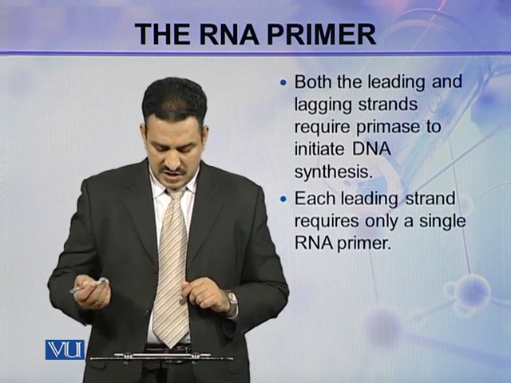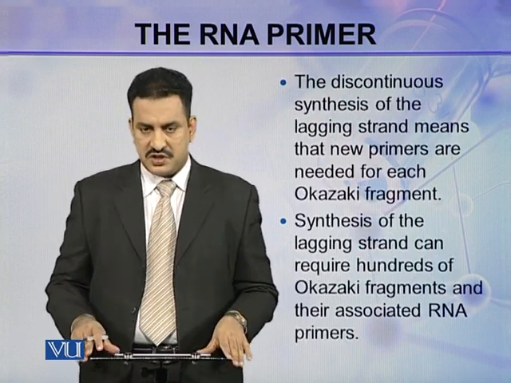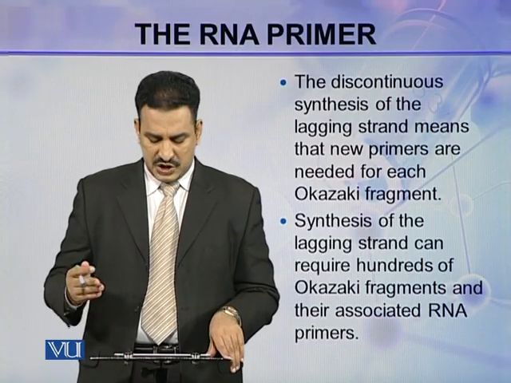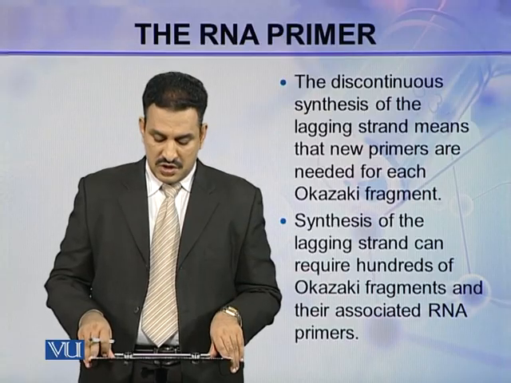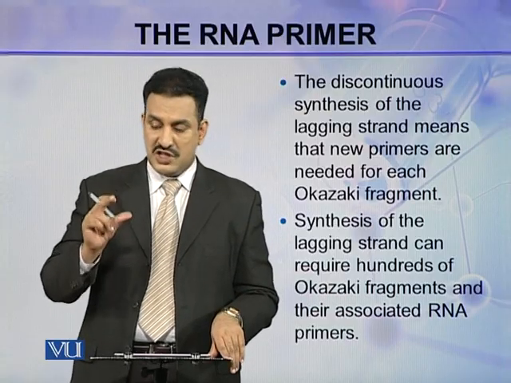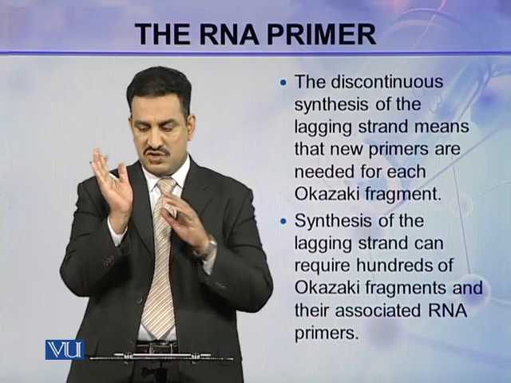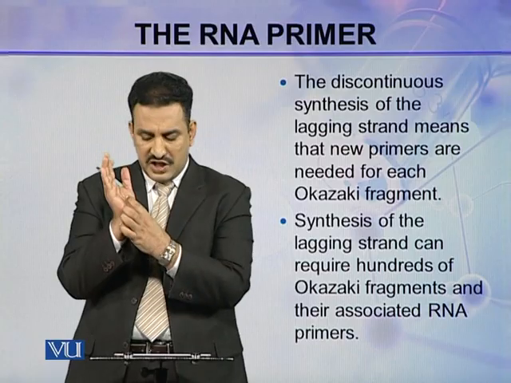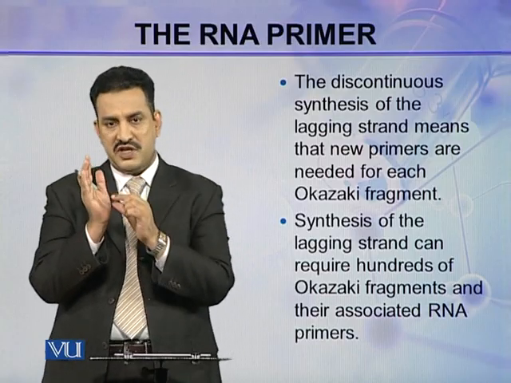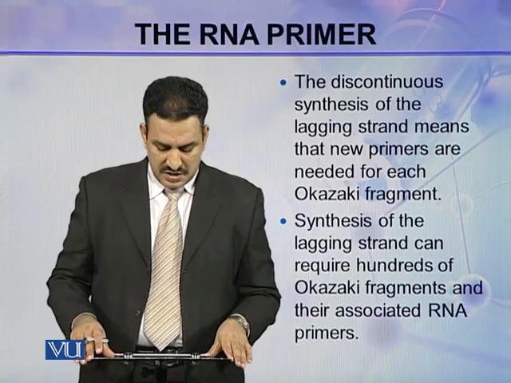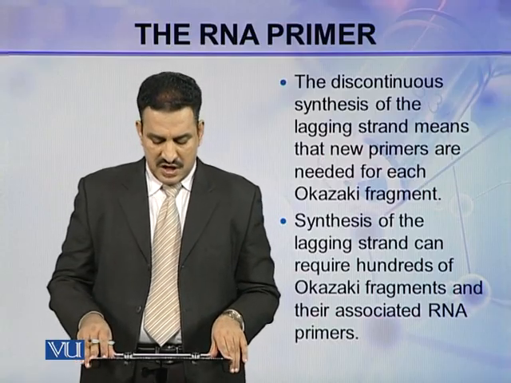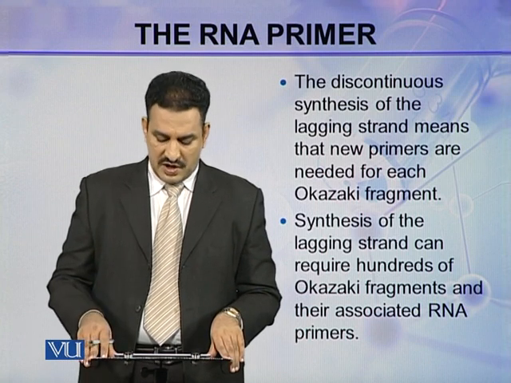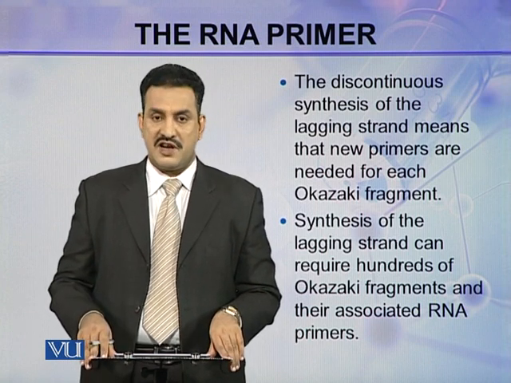While on the other strand, that is the lagging strand, discontinuous synthesis takes place, which means that new primers are needed for each Okazaki fragment. In this lagging strand, new fragments are formed, and for each fragment, one primer is needed. And synthesis of the lagging strand can require hundreds of Okazaki fragments, and therefore hundreds of associated RNA primers.